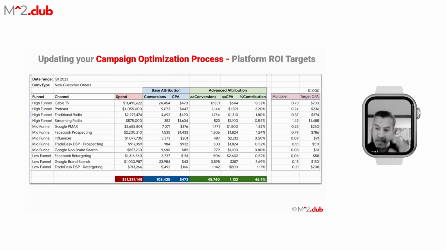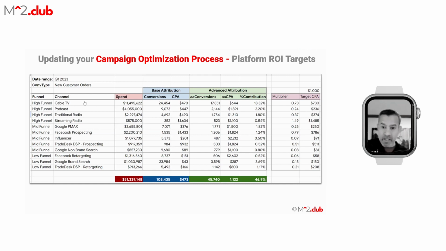Now, I just want you to go back to how Ali walked us through the optimization process. How do you use advanced attribution and base attribution CPAs, and how do you optimize, increase spend, and watch for the CPAs and wait until they converge to the CPAs you want? I want you to go back to that class. But how do you know what the right target CPA is from a platform perspective? Now, here is how you do it.